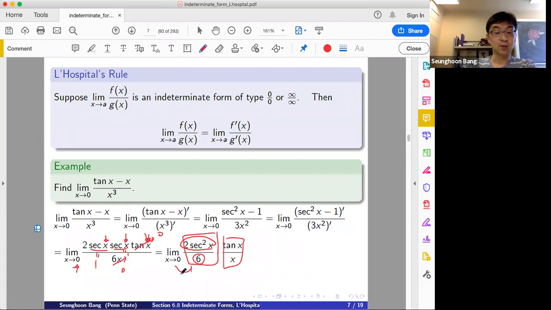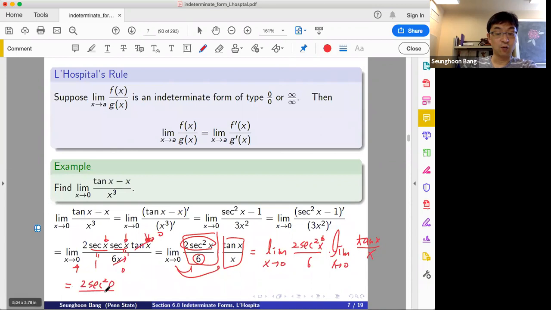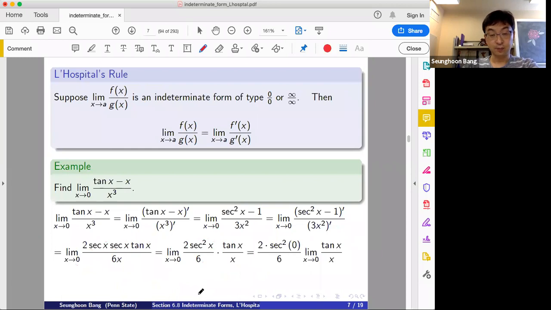The next step, distribute the limit. What's that? This is the limit as x approaches 0 of 2 secant squared of x over 6, times the limit as x approaches 0 of tangent of x over x. If you plug 0 into the first part, what is the answer? The answer is 2 times secant squared of 0 over 6, times the limit as x approaches 0 of tangent x over x. Right? So we have it like this.